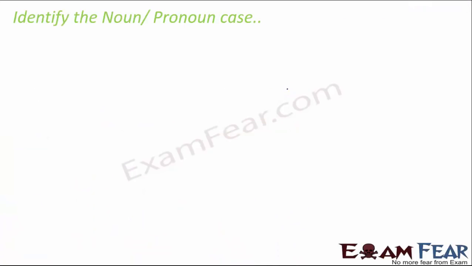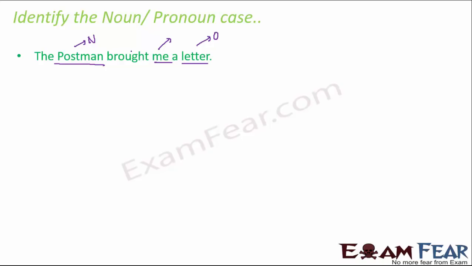Now let us quickly look at a couple of exercises. Identify the noun or pronoun case. The postman brought me a letter. In this case, what are the nouns that we have? Postman, me, and letter. Postman is a noun which is also the subject, so it is a nominative case. Brought me a letter. So letter here is the object, like the direct object, so it is the objective case. Me, which is a pronoun here, is an indirect object because it comes after the verb and before the direct object. So this is in dative case.